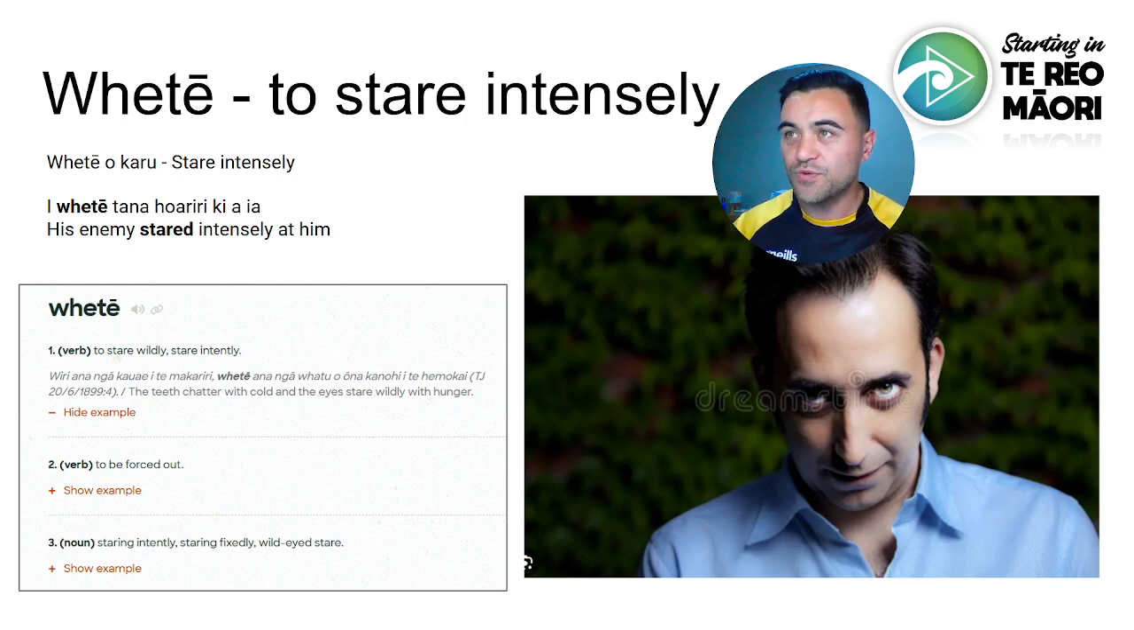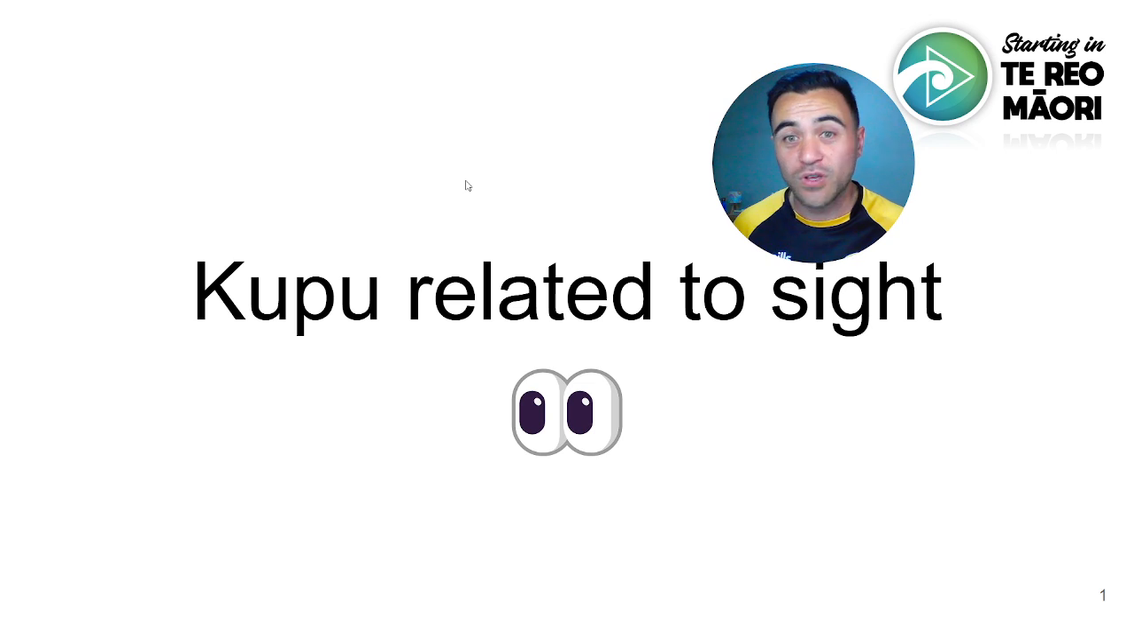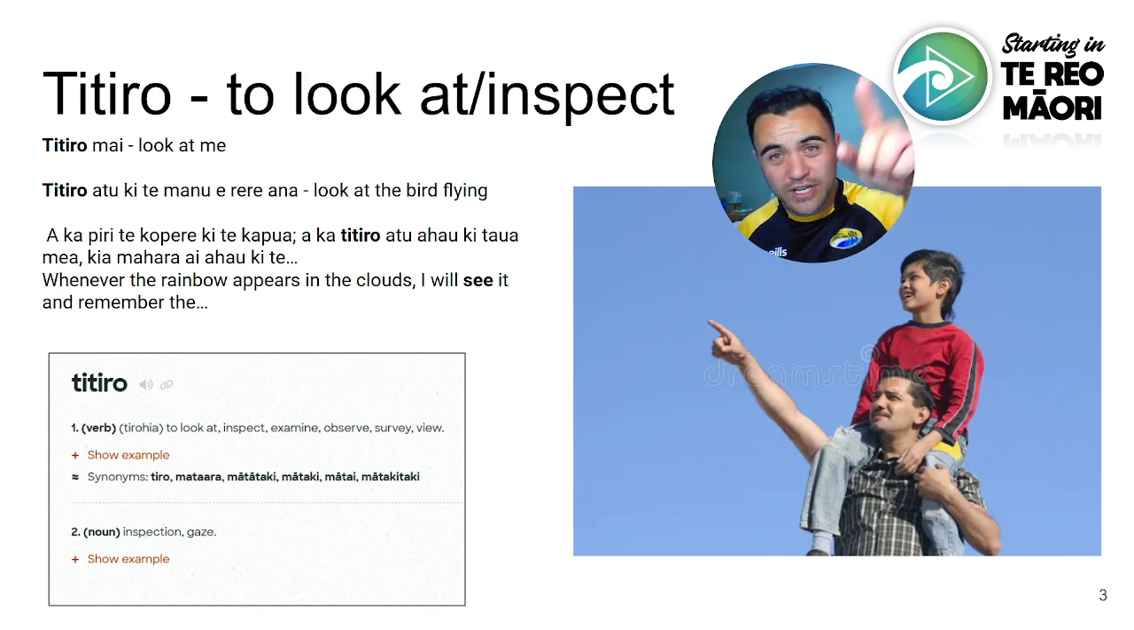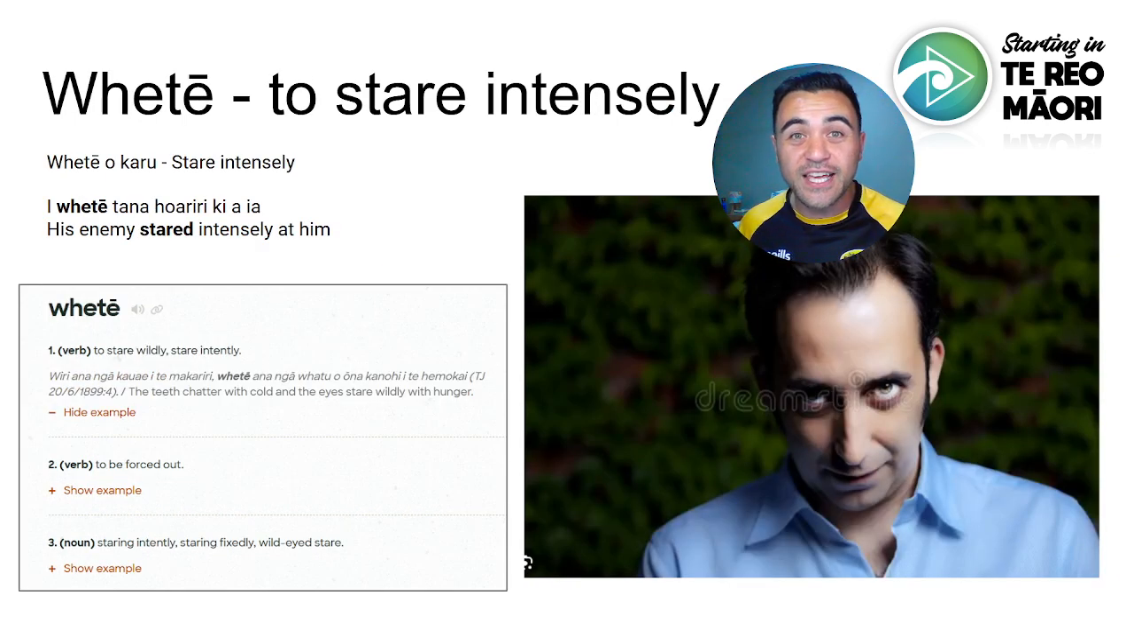So let's recap on our four kupu related to sight. Kite is to see in general, titiro is to look at something or inspect something, titiro atu, mātakitaki is to watch, watching with intent, and whete means to stare intensely.